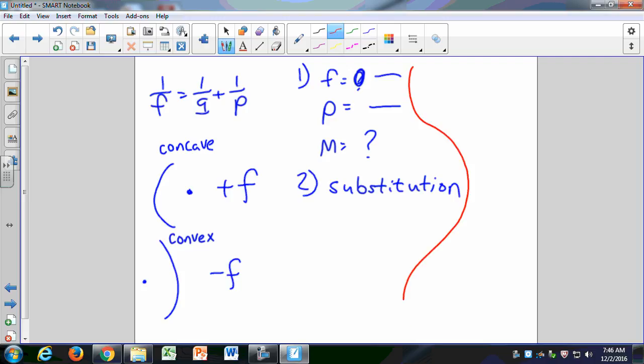So the types of images that the mirrors produce, concave first. If I'm outside the focal point, this is my object.